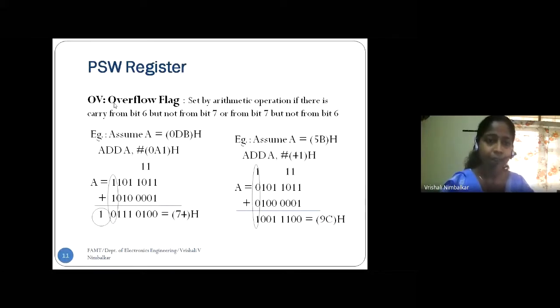Correct? And now when is the flag set? See the statement. Carry occurring from bit 6 but not from bit 7, or from bit 7 but not from bit 6. Now what is this? We will just take a look. In the accumulator, we have stored our data DB hex, right? And this is a signed number. We will see whether it is positive or negative. And we are adding DB hex with A1 hex. ADD A, #0A1H.